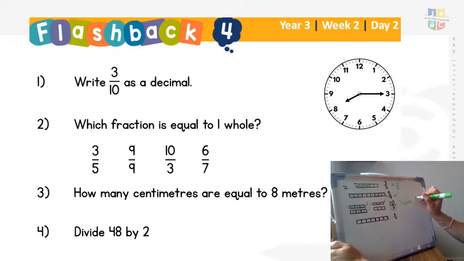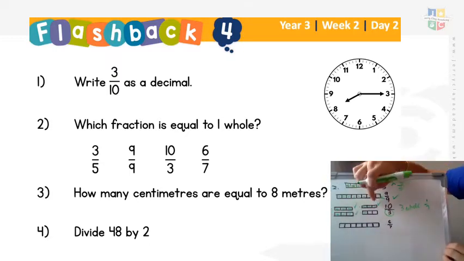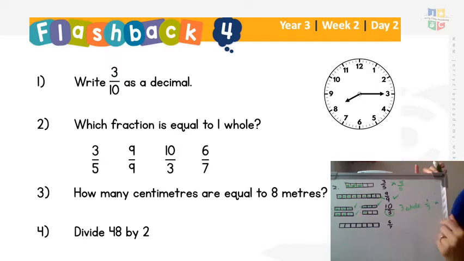And then I have 1/3 left over because I've got 1 whole, 2 whole, 3 whole, and then I've got 1/3, so 1 part of 3 shaded. So we would say that this one isn't equal to 1 whole, it's actually equal to 3 wholes and 1/3.